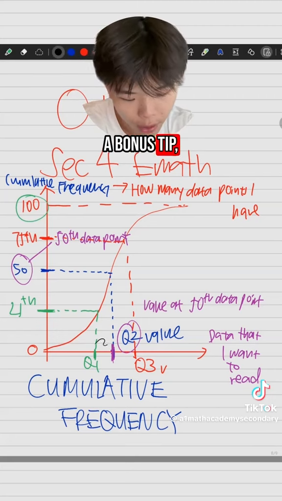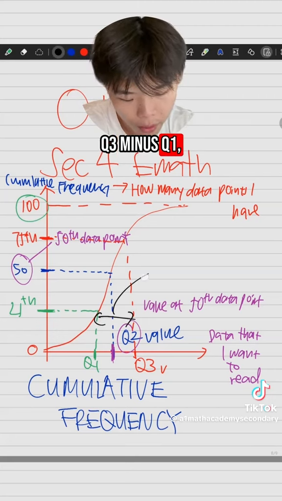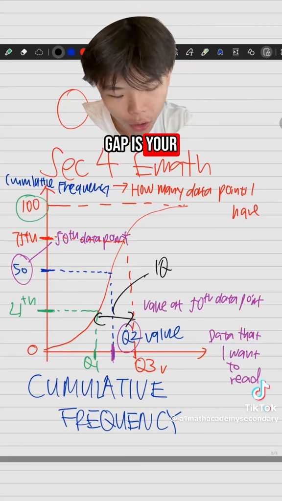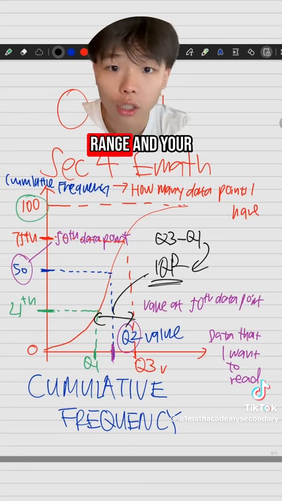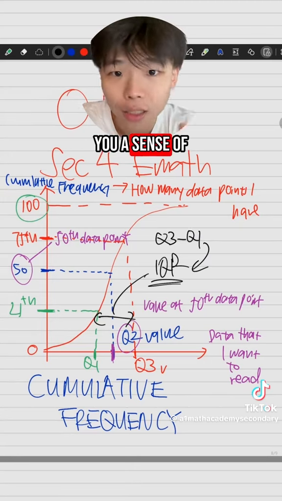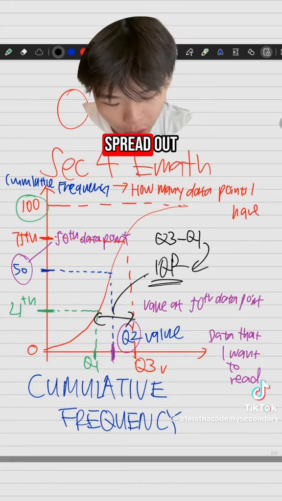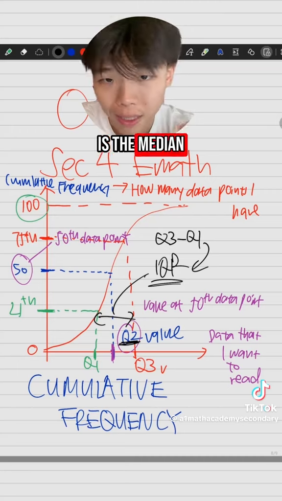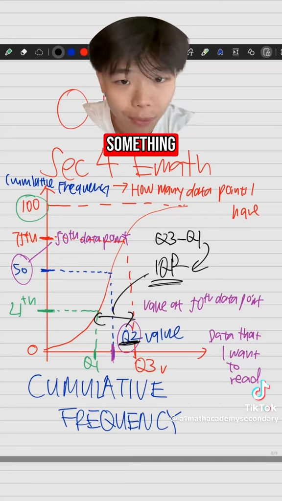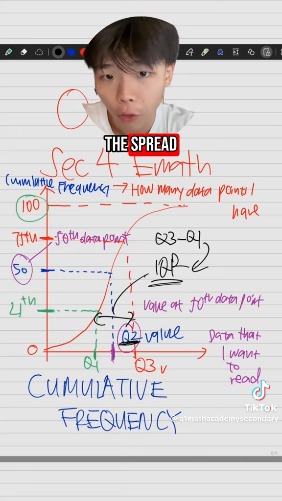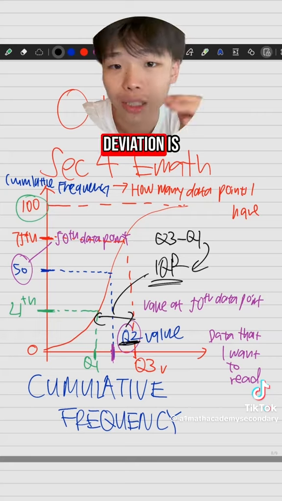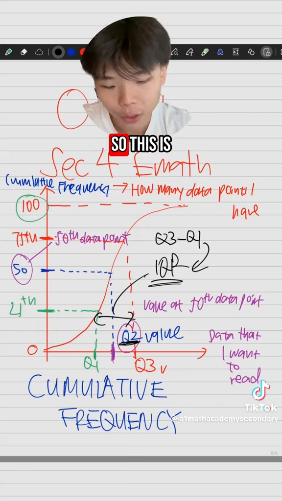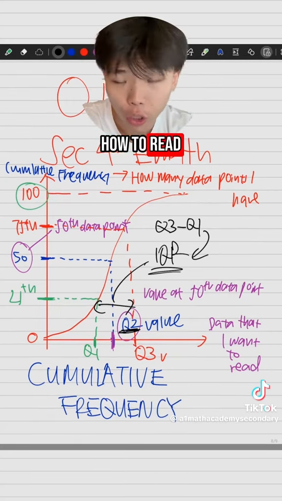And just as a bonus tip, when you take Q3 minus Q1, this distance over here, this gap, is your interquartile range, right? Q3 minus Q1 is your interquartile range, and your interquartile range gives you a sense of how far your data is being spread out from the Q2 value, which is the median value, right? So interquartile range is something that you learn when you want to measure the spread of your data with respect to your median, which is different from standard deviation, because standard deviation is with respect to the mean instead. So this is basically a summary of how to read your cumulative frequency curve.